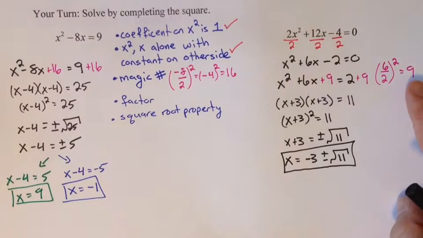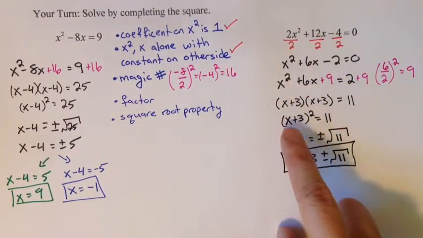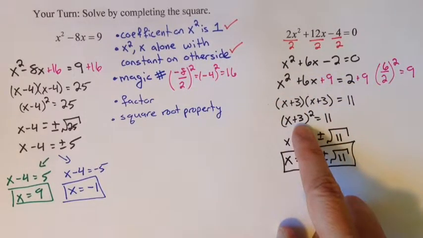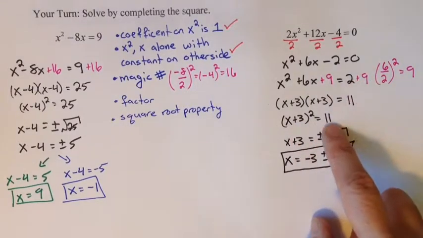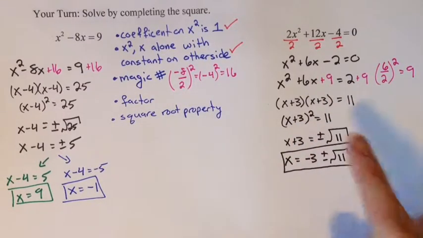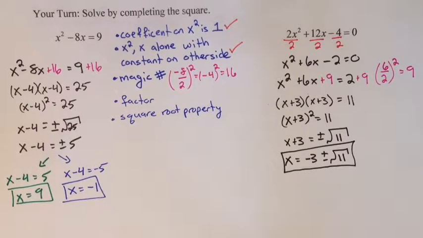In this case, my magic number was 9, so I add that to both sides of the equation. Now I factor. My left-hand side factors as x plus 3 multiplied by itself, or x plus 3 squared. And on the right-hand side, it's simplified down to 11. Now I'm ready to use the square root property.